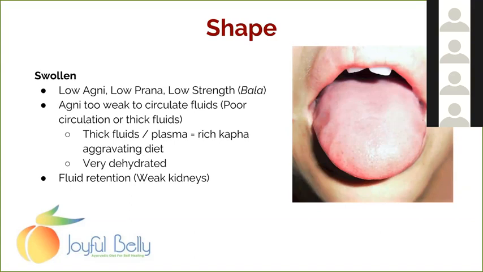If the fluids in the blood are too thick, and that happens when kapha dosha is aggravated, the blood thickens, then it's hard to circulate, and that could be a cause of a swollen tongue.